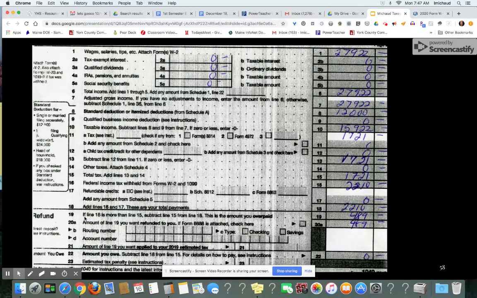Now, line 19, will we get a refund? If line 18 is more than 15, subtract it from line 18, and it is. We paid more in than we needed to. So 2210 minus 1721 is $489. So that's the amount that we want refunded to us. So that same number goes on 20A. We don't owe any, so on 22 we put 0. And basically that's it. We paid more in throughout the year than what we needed to, so we will get a refund.